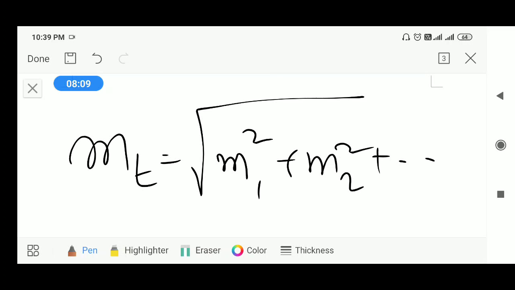And is there any formula? So these are some of the formulae you should remember, right? So based on these formulas we can calculate.